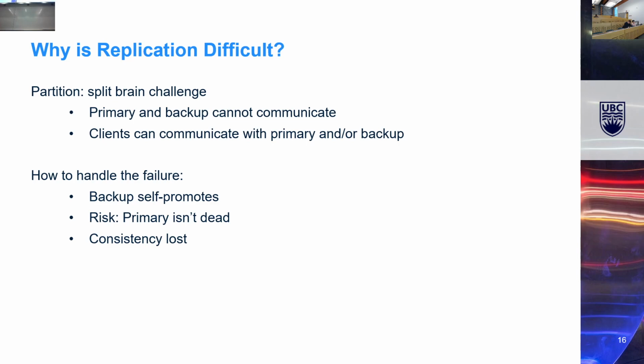How do you handle these failures? Well, you can have a backup that tries to self-promote, but as we've actually talked about, that doesn't necessarily work super well. Why did we introduce the view server in Project 3? Because if we only had a primary and a backup, and they partitioned, they have no way of knowing if it's a partition between the two of them or if one of them died.